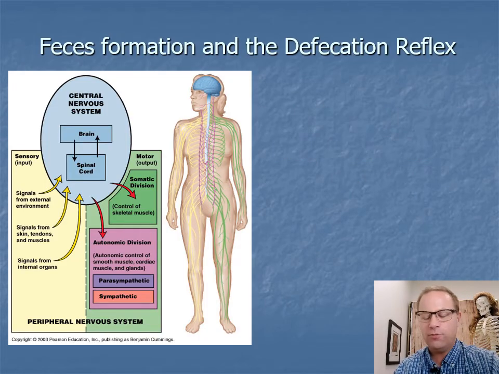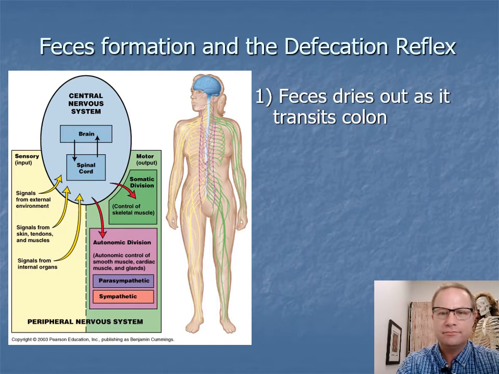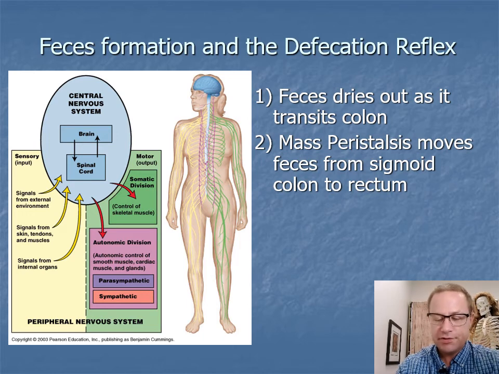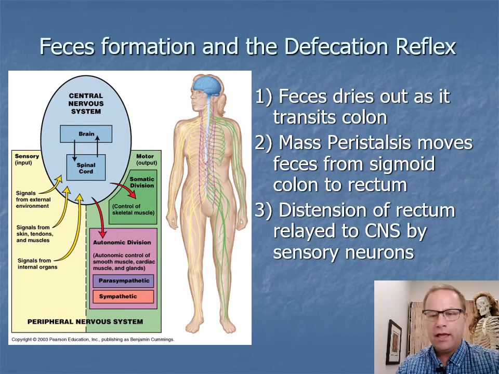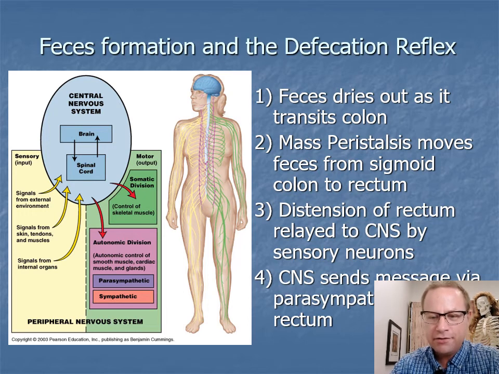Okay, let's talk about feces formation and the defecation reflex. Now, remember that feces dries out as it transits the colon. It goes from one haustrum to the next, and as it does, some of that water is absorbed. That mass peristalsis we talked about starts about midway across the transverse colon and then forces that food into the sigmoid colon and rectum. And once the rectum is distended sufficiently by this fecal matter that's accumulating, we send nerve impulses to the central nervous system by afferent sensory neurons, and the CNS sends a message back via parasympathetic neurons to the rectum that says, hey, go ahead and poop.